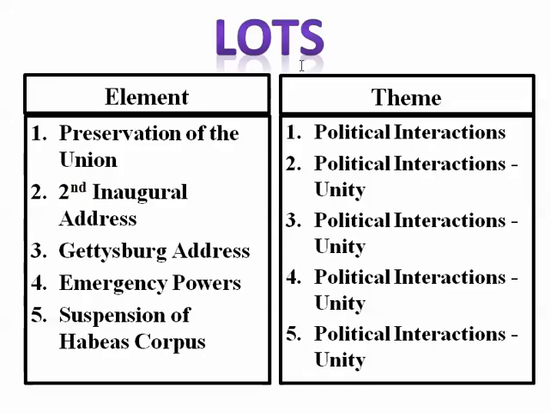And in 9B, the elements are preservation of the Union, Abraham Lincoln's efforts to preserve the Union or save the Union, and the evidence that shows that he wanted to do that: the second inaugural address, the Gettysburg Address, his emergency powers, and suspension of habeas corpus. All these are political interactions and unity. He wants to keep the United States together.